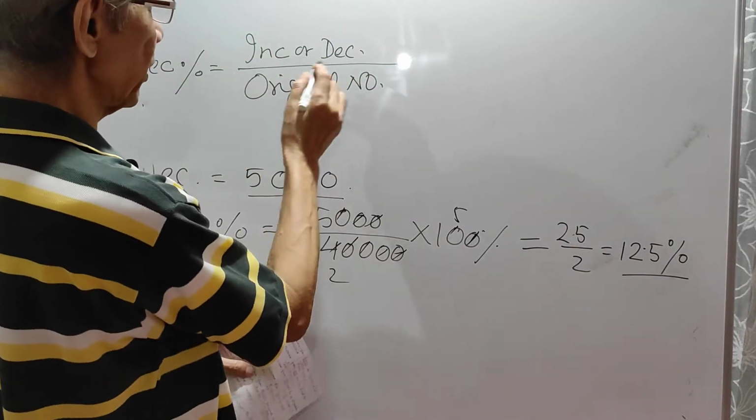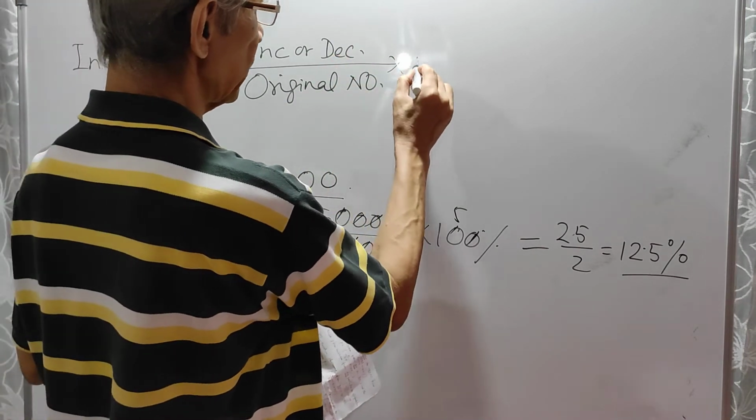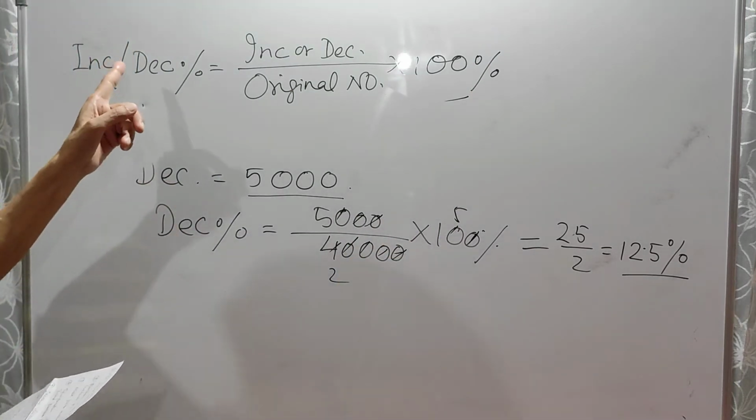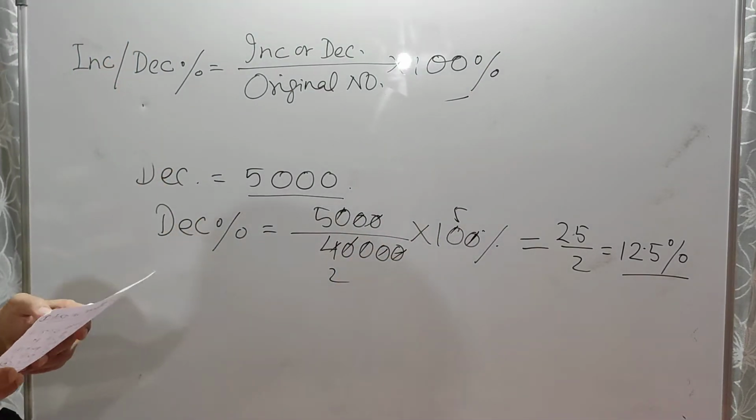So this is the formula: increase or decrease by original number into 100%. So this is how you can find increase or decrease percent. Is it clear?